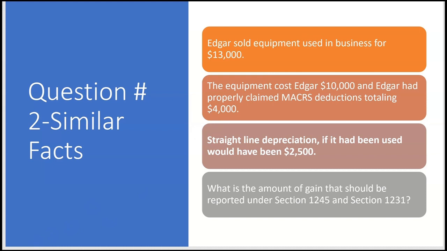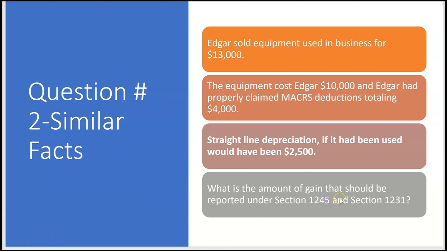The equipment cost Edgar $10,000, and Edgar had properly claimed maker's deductions totaling $4,000. So far, everything's the same as the previous question. Now here's a new fact. Straight line depreciation, if it had been used, would have been $2,500. So the total depreciation was $4,000. If they had used straight line, $2,500 would have been the depreciation.